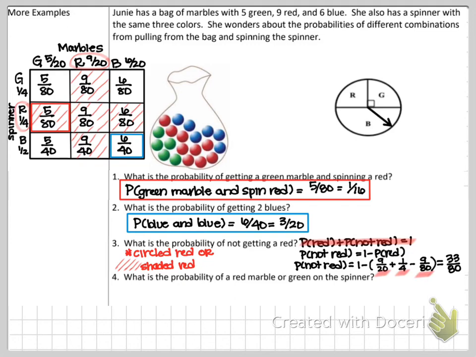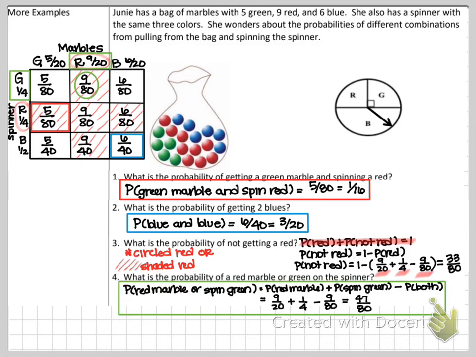That's the red overlap. Because it was counted for both of them, I have to subtract it once so it doesn't get double counted. And then if you combine all of those things inside the parentheses, that's going to give you 47/80. Then subtract that from 1. So remember, probability of red and probability of not red are going to represent 100%.